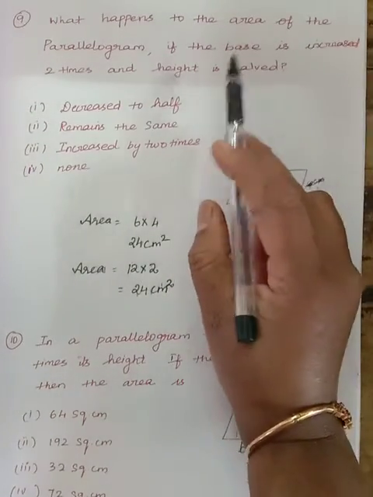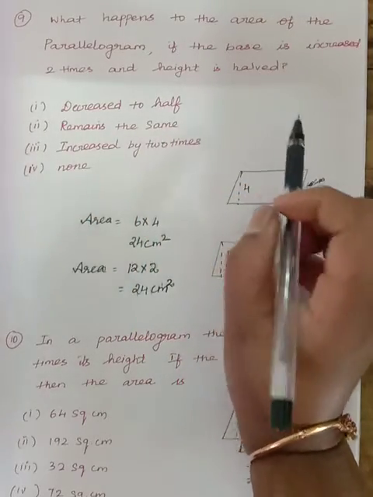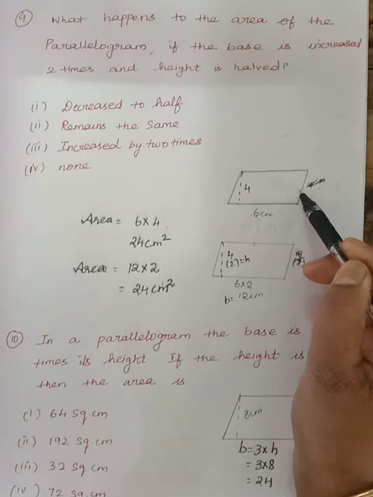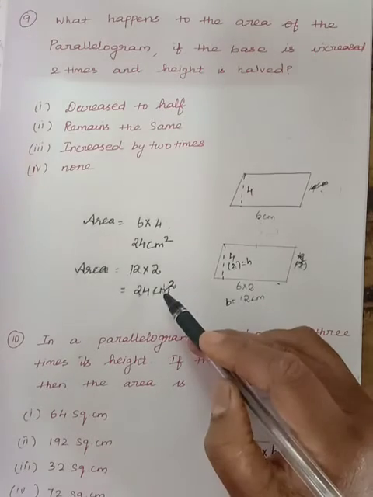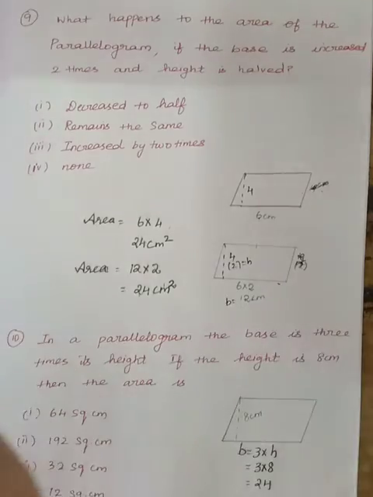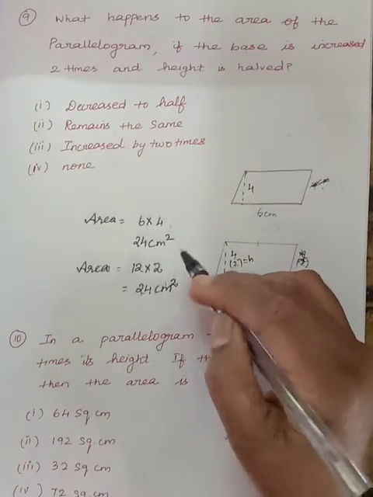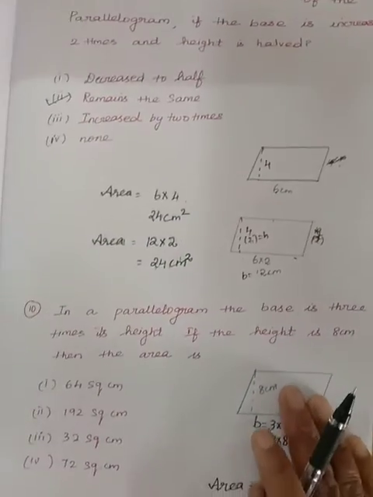So if the base is increased 2 times and height is half, the area remains the same. Both areas are same. The area of the parallelogram is 24 centimeter square. The newly changed parallelogram is also 24 centimeter square. What we have done, if we increase the base twice and if we halve the height also, you will get the same value. So it remains the same. You can give any numbers and you can find the answer.